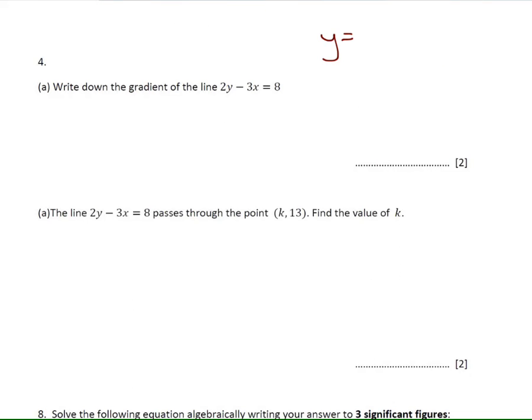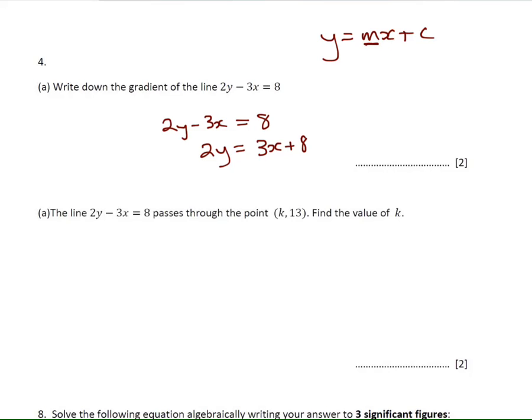Okay, so we have write down the gradient of this line, 2y minus 3x is equal to 8. Now remember, we like y equals mx plus c. We don't like it if it's not like that, so we're going to make it look like that. Okay? We like it when it's y equals mx plus c because m is the gradient and c is the y-intercept. At the moment we have 2y minus 3x equals 8. It doesn't look anything like y equals mx plus c. But we can rearrange. So we're going to add 3x to both sides.